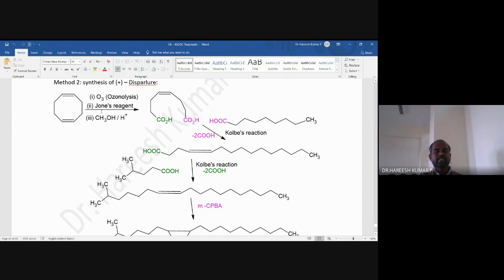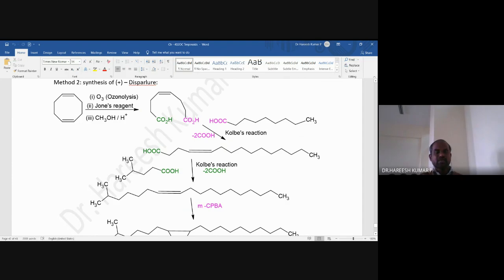So Jones reagent, I think you are aware about Jones reagent. Ozonolysis and these are all under oxidation. So you learned in your previous semester. So ozonolysis cleaves only this particular double bond into aldehyde here. So that dialdehyde converts into acid when it is treated with the Jones reagent.